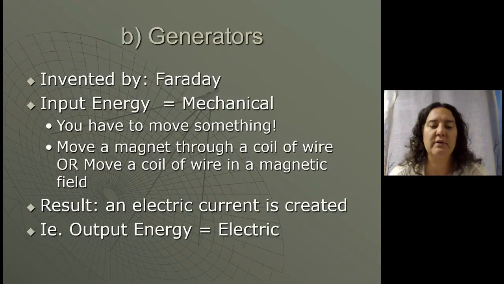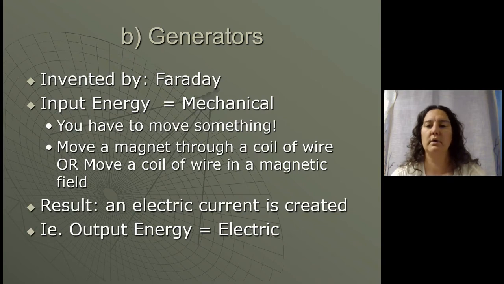So generators were invented by Faraday, and the input energy for a generator is mechanical. So for a motor, we input electrical energy and get mechanical. But for a generator, we put in mechanical energy and get electric energy. So even if you think about the generators that you use if you're camping or outdoors, we have moving parts inside and we get electricity as a result from it.